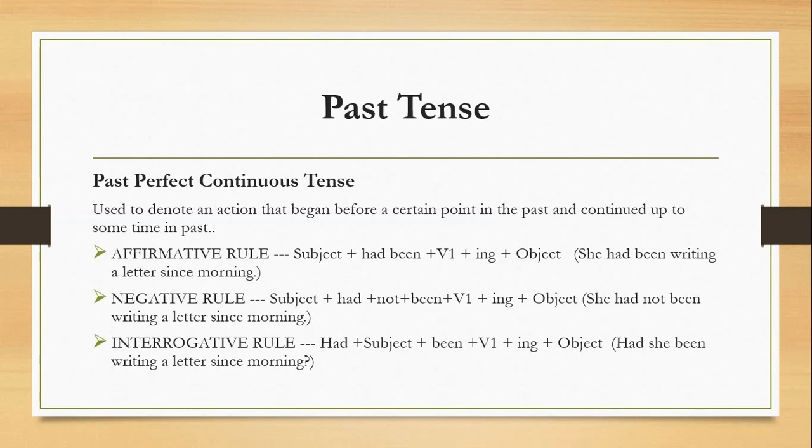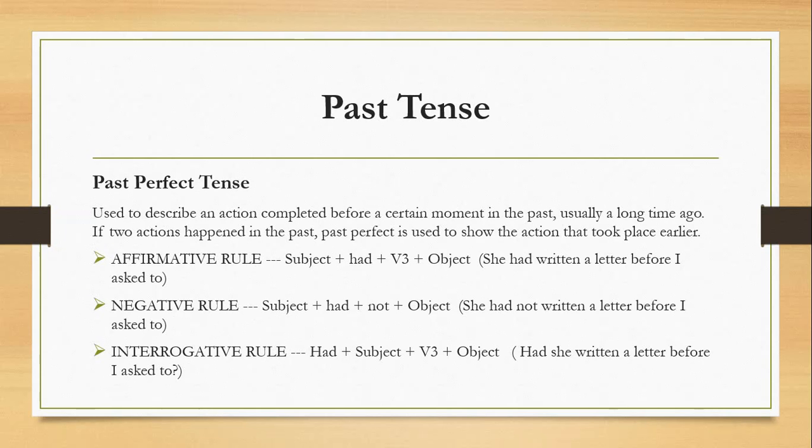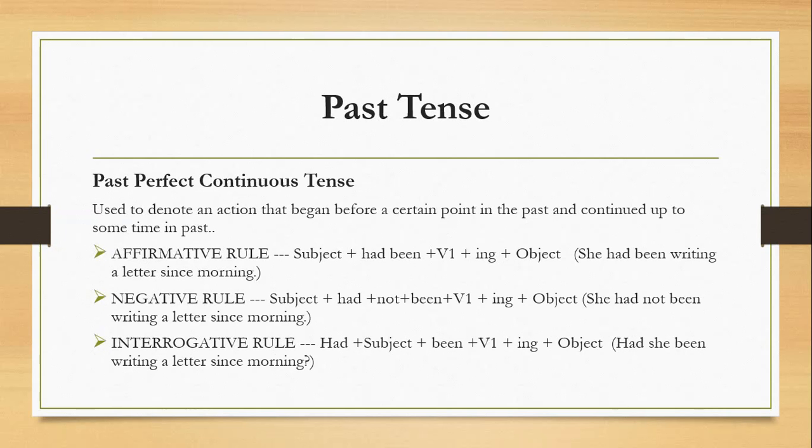Negative: subject plus had plus not plus been plus V1 plus ing plus object. She had not been writing a letter since morning. Do remember we have to use only had in past tense. Then comes interrogative: had plus subject plus been plus V1 plus ing plus object. Had she been writing a letter since morning? So remember, in past perfect we use had, and in past perfect continuous tense we also use had. Don't forget. And past perfect continuous tense is not much in use these days.